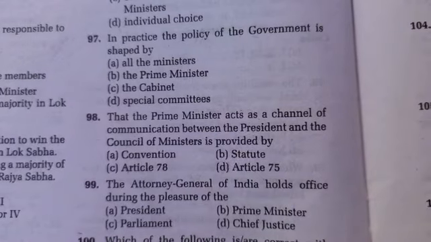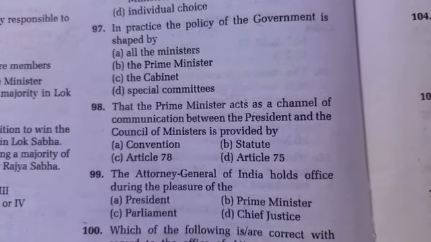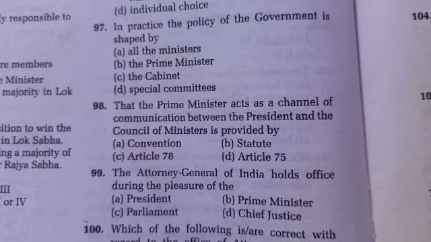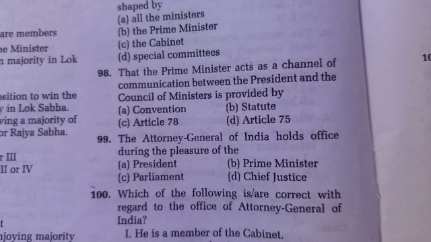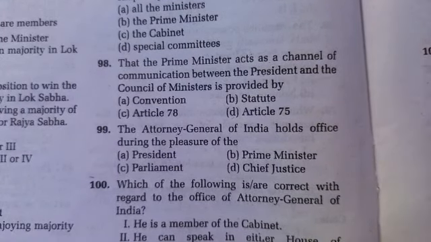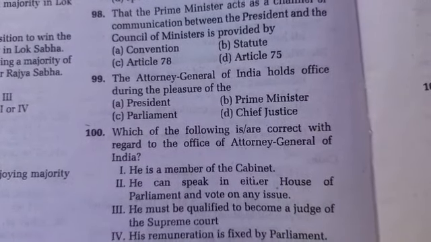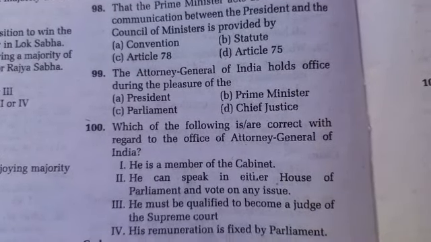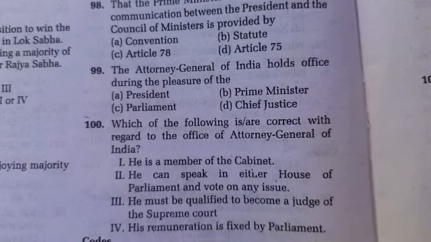The Attorney General of India holds office during the pleasure of the. Option A is correct, President. Which of the following is or are correct with regard to the office of Attorney General of India? So the correct answer is option C, 3 only. He must be qualified to become a judge of the Supreme Court.